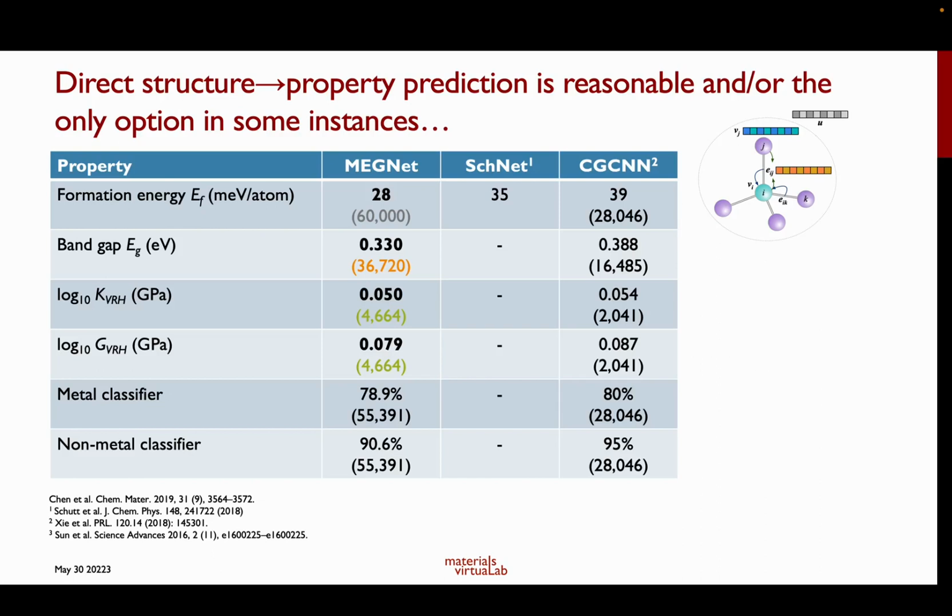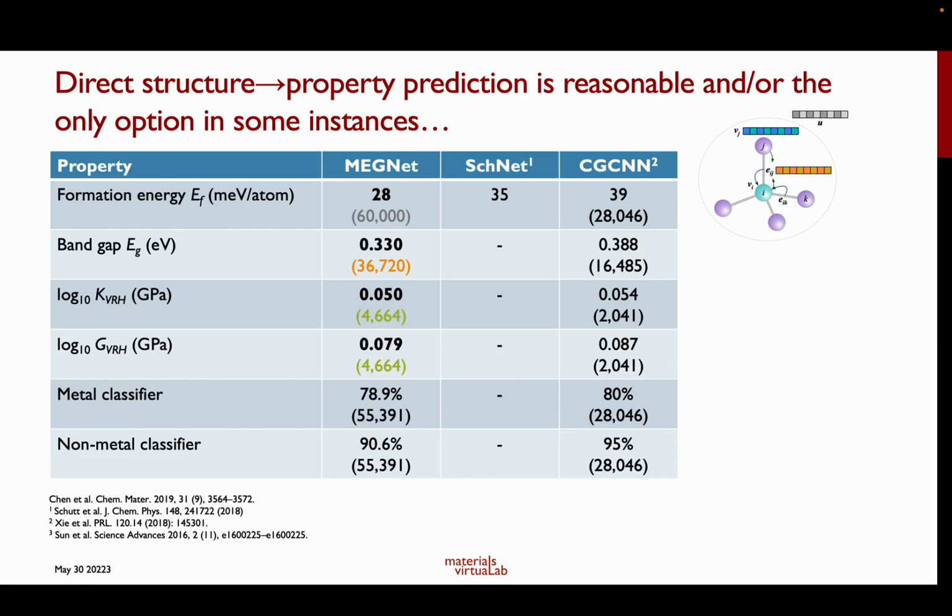Okay, and the specifics of the different models are not that important, but by and large today we can predict the formation energy of a compound using a graph neural network based approach to within about 30 milli-electron volt or so. We can predict the band gap of a material to within about 0.33 eV or so, and we can even predict things like the bulk modulus, shear modulus, and also do a classification of whether a material is likely to be a metal or insulator. Okay, and all these are based on direct structure to property training.